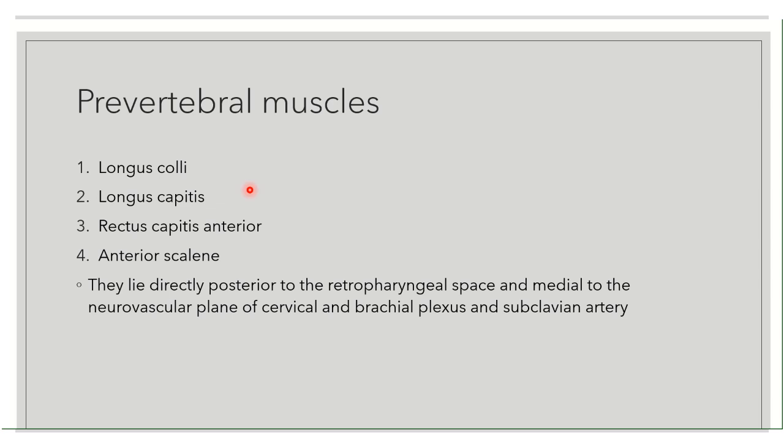So first of all, let's talk about the prevertebral muscles. There are 4 prevertebral or anterior vertebral muscles including longus colli, longus capitis, rectus capitis anterior and anterior scalene muscle. These 4 muscles are called prevertebral or anterior vertebral muscles. These muscles lie directly posterior to the retropharyngeal space and medial to the neurovascular plane of cervical and brachial plexus and subclavian artery.